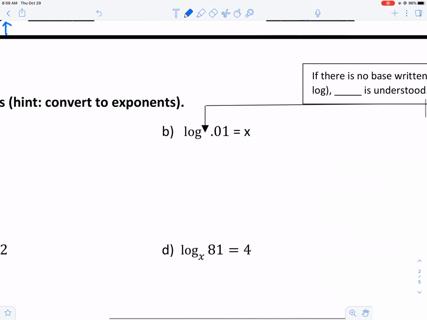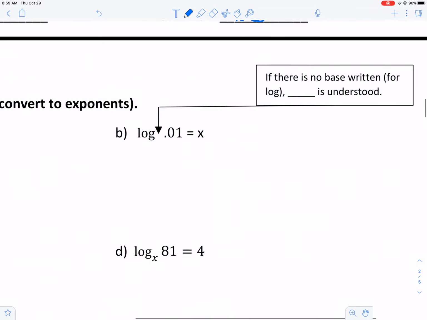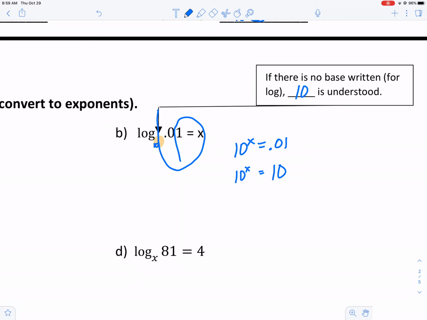Okay, now this one is tricky a little bit, because when I start to come around here, I don't have anything, right? There's nothing sitting here, so I don't know what to put. But remember, if it's just a regular log and they don't put anything there, 10 is the understood base because we are in base 10. So 10 to the x equals 0.01. So again, we've got to put that in with like bases.